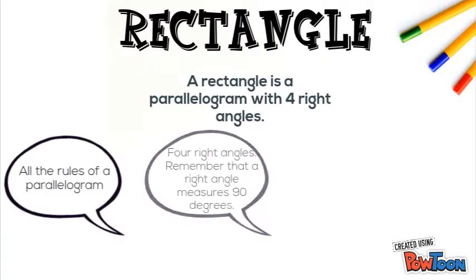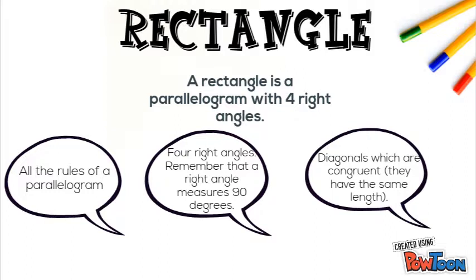Rectangle. A rectangle is a parallelogram with 4 right angles. All the rules of a parallelogram: 4 right angles. Remember that a right angle measures 90 degrees. Diagonals which are congruent, they have the same length.